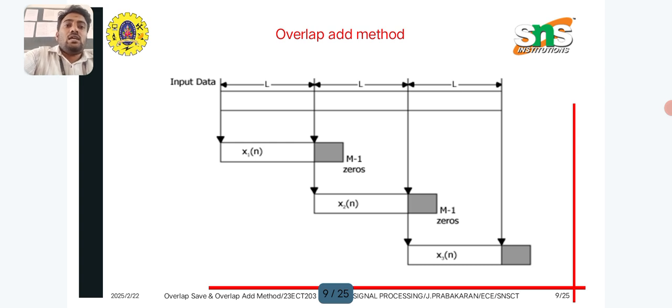And then, the overlap add method is used when input signals are long and convolution needs to be performed efficiently. The input sequence is divided into smaller sections and each section is convolved separately. The results of convolution are added in overlapping regions.